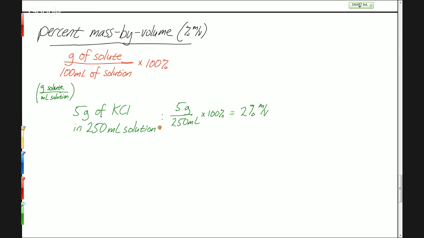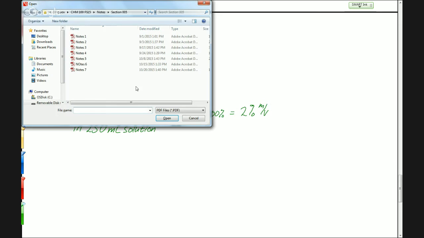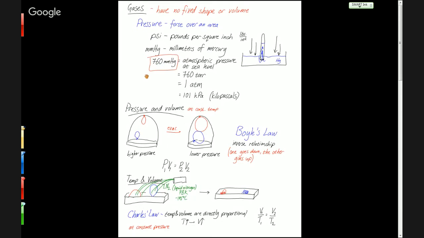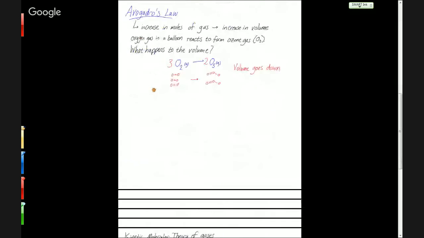So the question is about, going back to gases, talking about Avogadro's law, that the volume is dependent on the number of moles. So that's number of moles of gas molecules or gas atoms, not atoms within a molecule. So we had that example here.